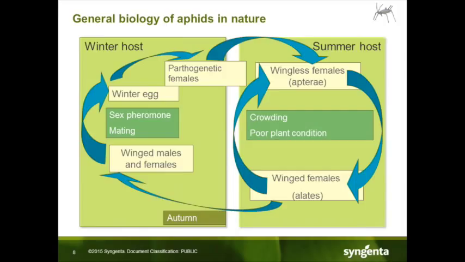Now, aphids will overwinter in the greenhouse as an aphid, but they can also overwinter as an egg. And in the fall, as the temperatures and light conditions begin to change, males and female aphids are produced. They'll mate, and then the female aphids will deposit eggs, which will overwinter and hatch in the spring.